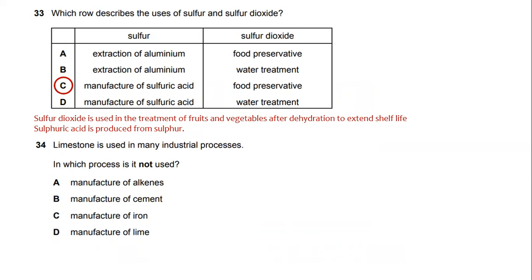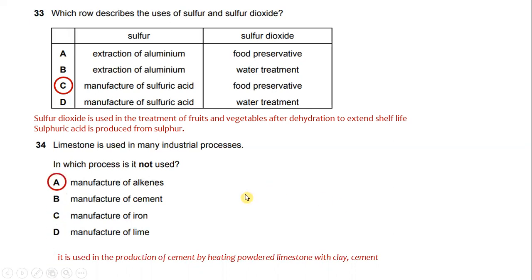Limestone is used in many industrial processes. So in which process is it not used? It is used in the production of cement by heating powdered limestone with clay. So it is not used in the manufacture of alkenes.